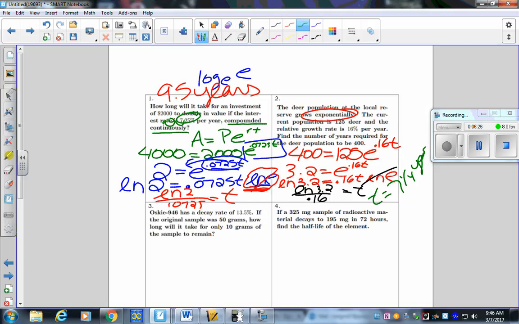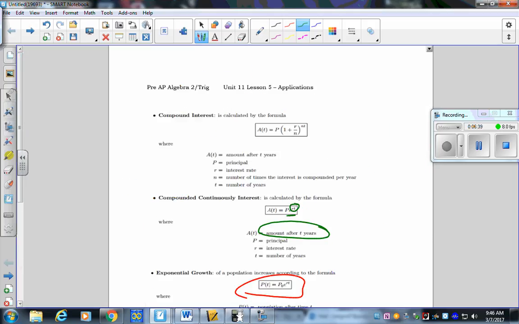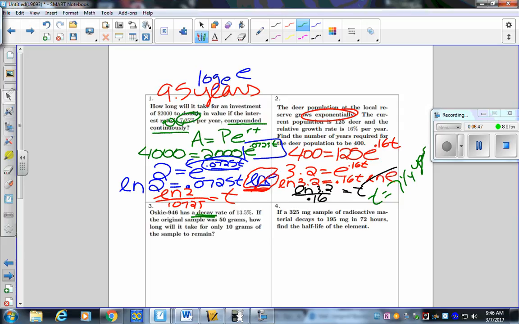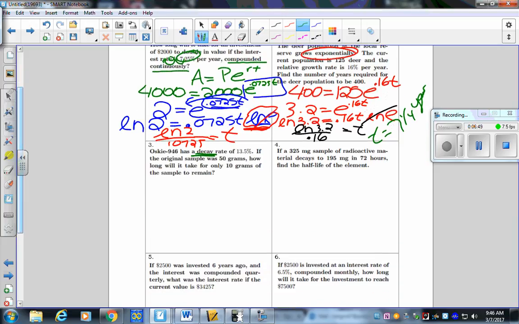The sample has a decay rate of 3.5%, exponential decay. If the original sample is 50 grams, how long will it take for only 10 grams of the sample to remain? So we're going to use our decay formula, which is down here. Notice it's the same thing except I have a negative rate as opposed to a positive. Keeping in mind that what's on the left side of the equal sign should actually be the smaller number this time because it's decaying, it's going down.